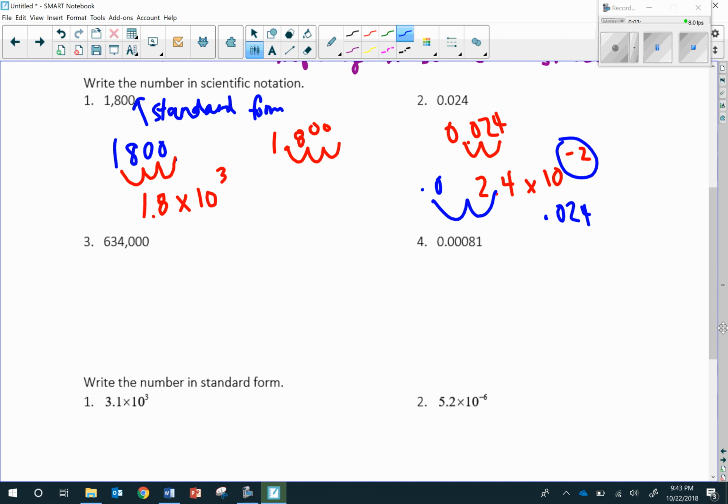Number 3, 634,000. Again, we want a number between 1 and 10, so that's going to be 6.34. How we got there was moving our decimal 1, 2, 3, 4, 5 places, so times 10 to the 5th power. Number 4, we're going to go the other way. 1, 2, 3, 4 places, so 8.1 times 10 to the, you guessed it, -4.